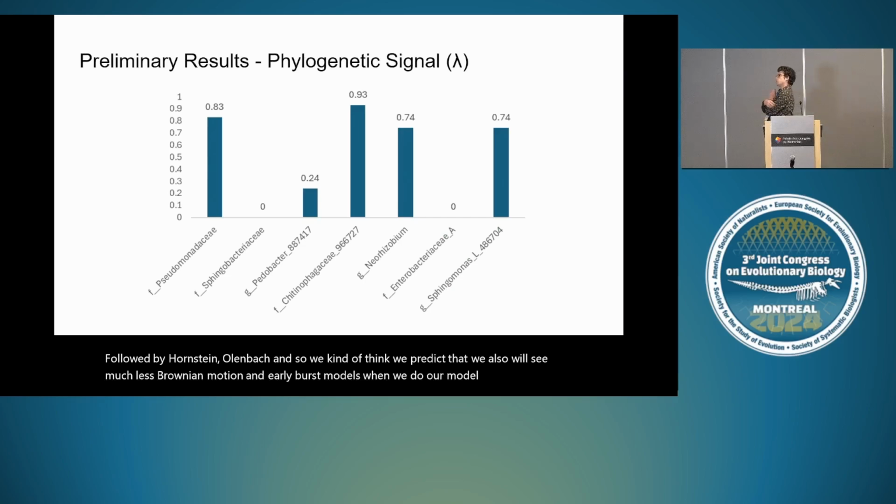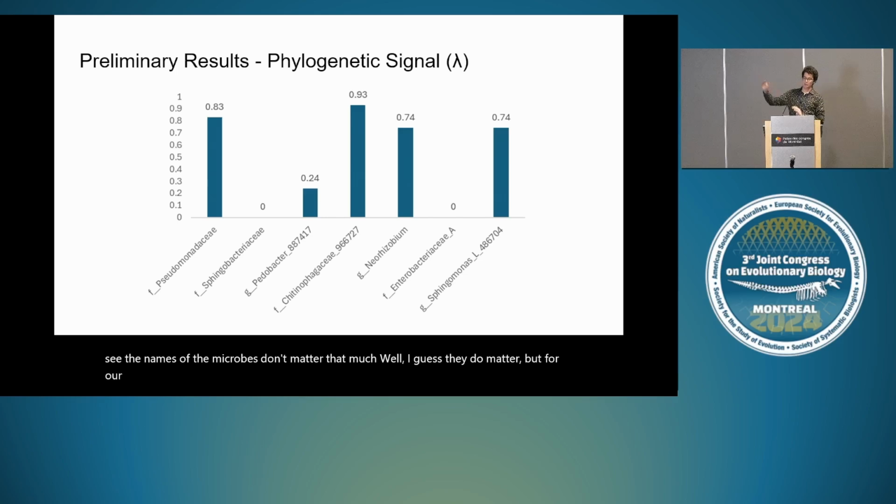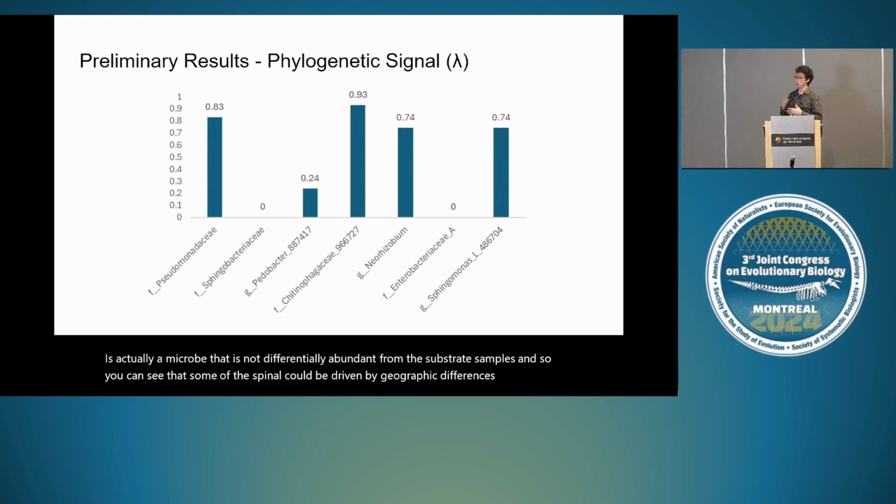And so here are some preliminary results for this work. So phylogenetic signal, lambda. You can see the names of the microbes don't matter that much. Well, I guess they do matter, but for our purposes, not as much. On the far right of the screen, you can see this microbe that is actually not differentially abundant from the substrate samples. And so you can see that some of this phylogenetic signal could be driven by geographic differences in where the snails are. So that's just something to note.